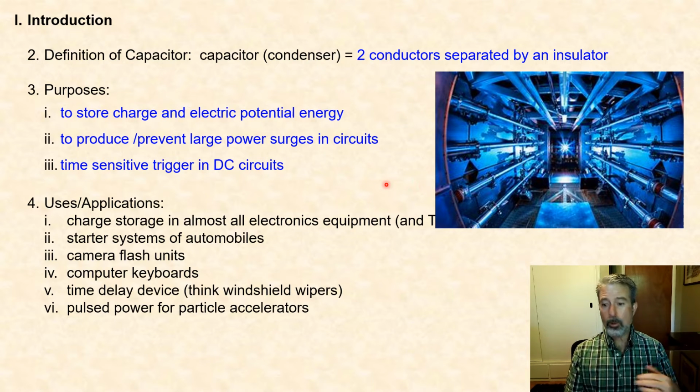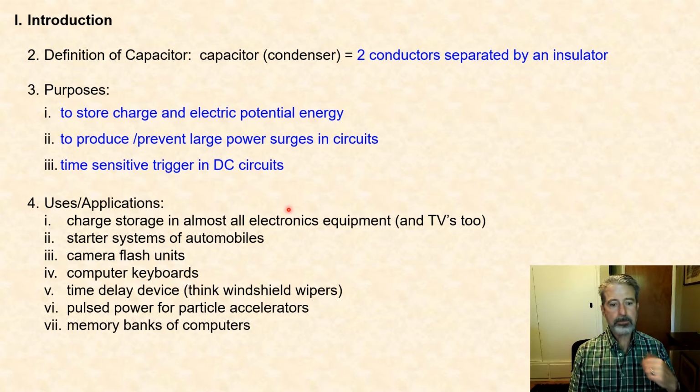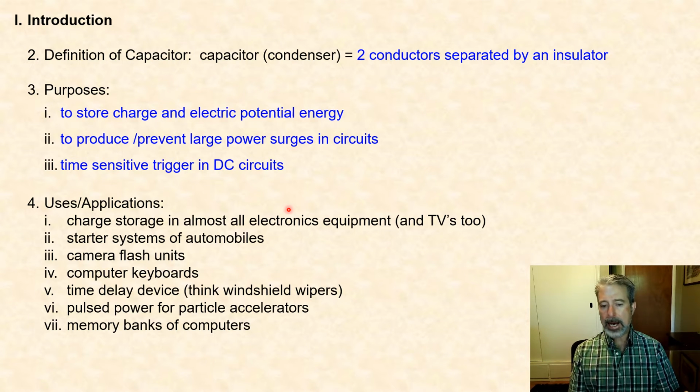This would be an example where the information is stored in capacitors in memory banks, huge banks, and the capacitors have this ability to produce a lot of power by releasing a lot of energy in a very short amount of time. So memory banks of computers are basically capacitors.